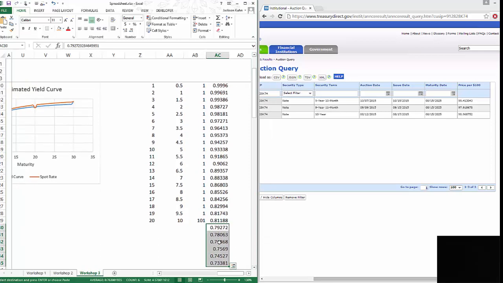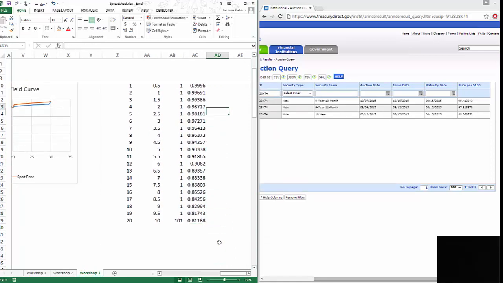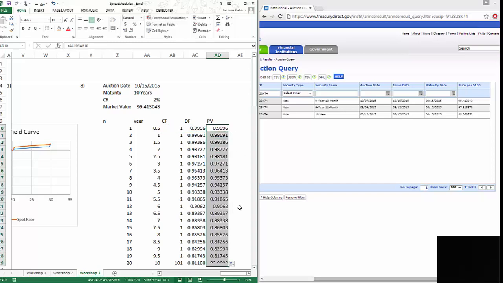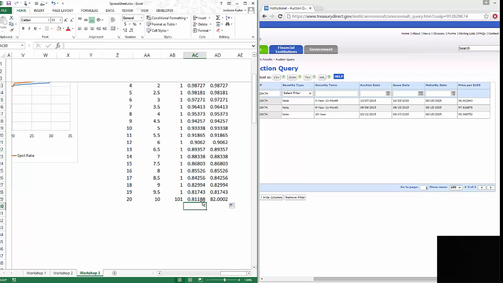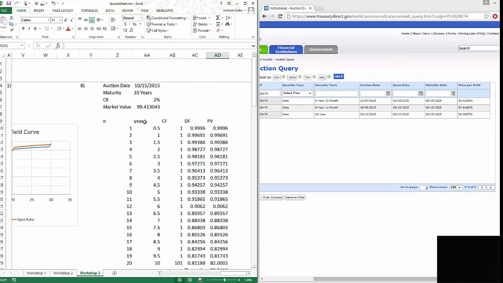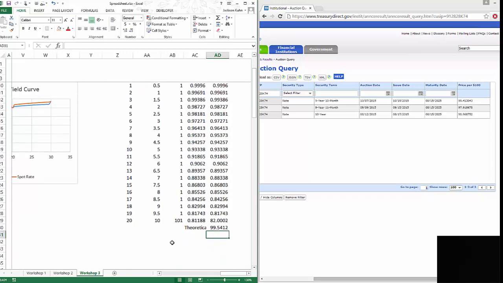So then we'll delete these, and our present value is going to be equal to our discount factor times our cash flow. All the way down. And then we'll find the theoretical price. It's going to be equal to the sum of all of these present values. So we see that the theoretical value is actually a little bit more than the market value. So there may actually be an arbitrage.